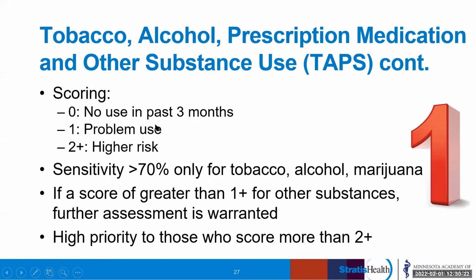So the scoring on TAPS, high priority for people who put 2 or more. Now, what is the cutoff at 0, 1, and 2? Well, you can see 0, no use in the past 3 months. A score of 1 and a score of 2, that's not very well defined. So that, again, is hard. It's going to take a little bit of subjective, is what do you consider problem use or higher risk? So not the greatest, but not a bad screening tool.